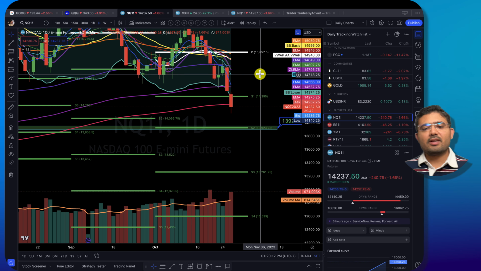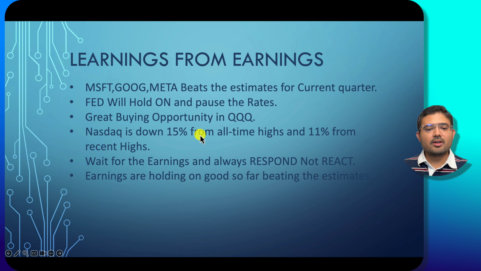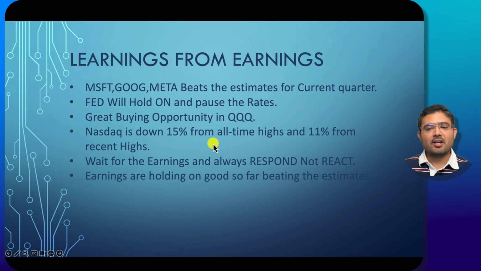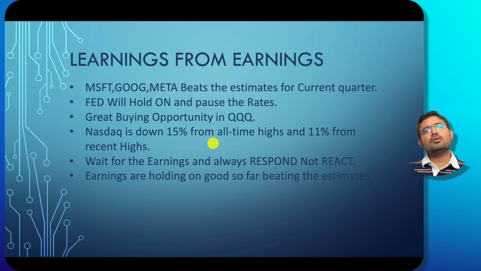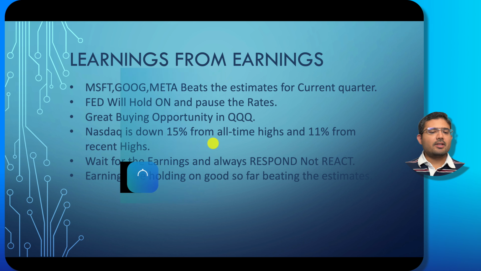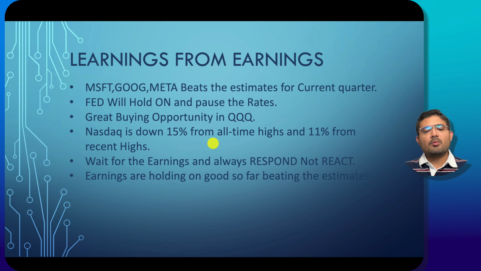For all the swing traders out there, one important point is we are already down by 15% from the all-time high, and we are down by 11% from the recent highs. When you get such pullbacks, such corrections, historically these are the golden times to buy. So for all those swing traders out there, there's a very good chance that we will get a Christmas rally, and probably this is a very good time to invest in QQQ.